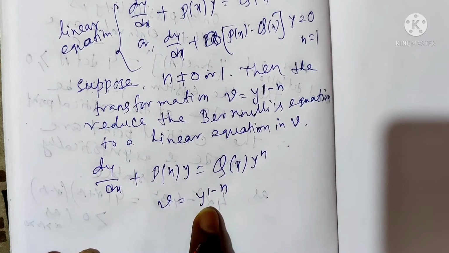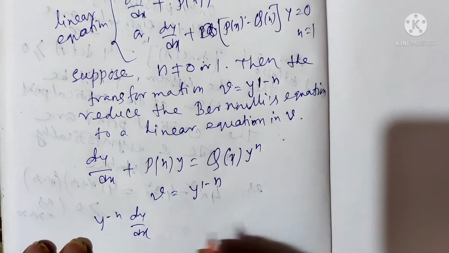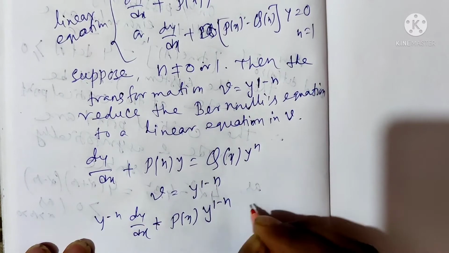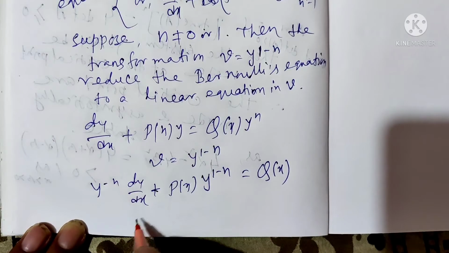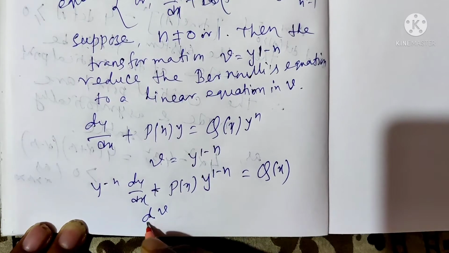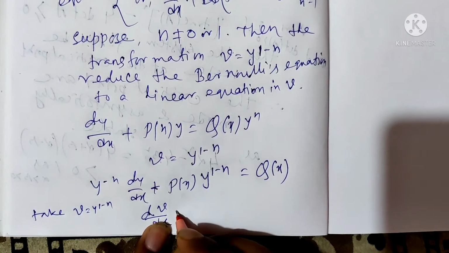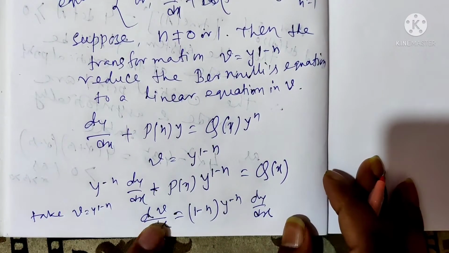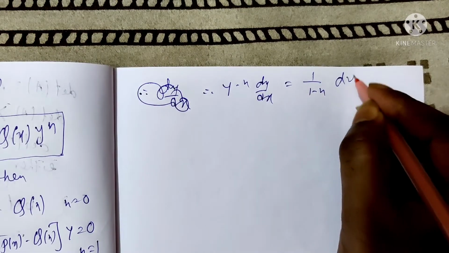Now multiplying both sides by y^(−n), we get y^(−n) dy/dx + p(x)y^(1−n) = q(x). Let v = y^(1−n). Therefore dv/dx = (1−n)y^(−n) dy/dx. Therefore y^(−n) dy/dx = 1/(1−n) dv/dx.